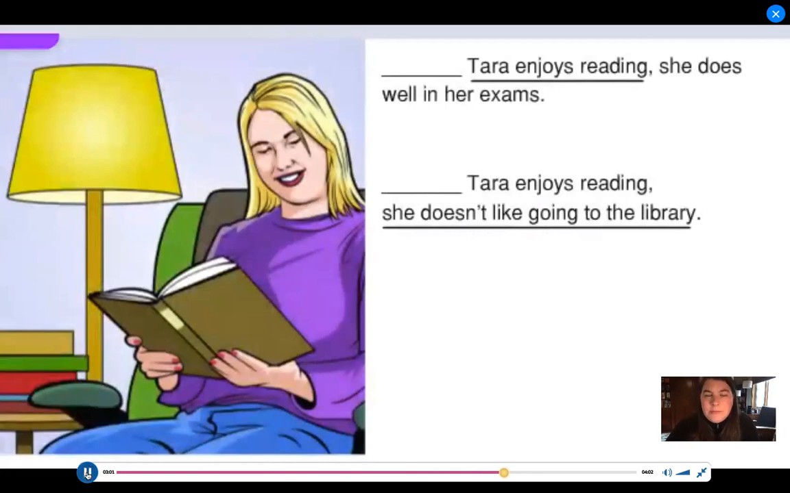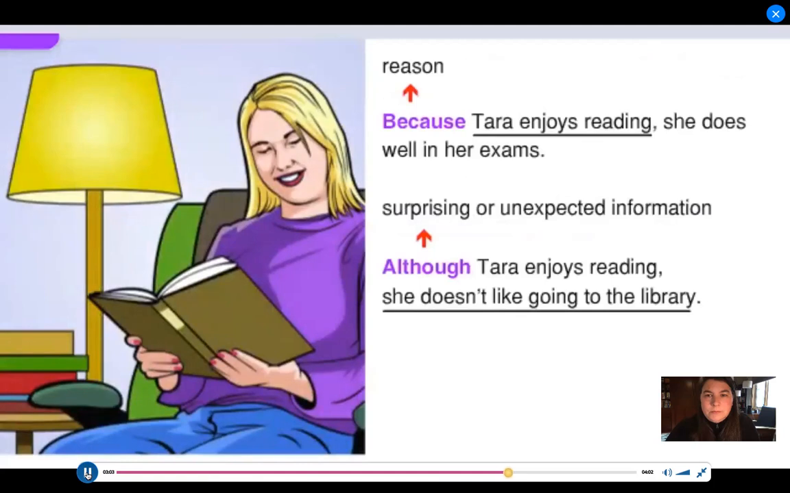There's a contrast. Because Tara enjoys reading, she does well in her exams. Although Tara enjoys reading, she doesn't like going to the library. Okay, here this is correct. The underlined part is a surprise. Here, the underlined part is the reason she does well on her exams.